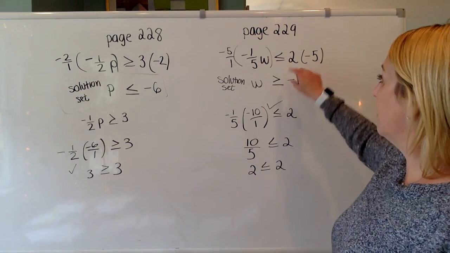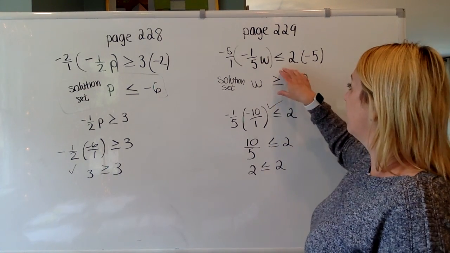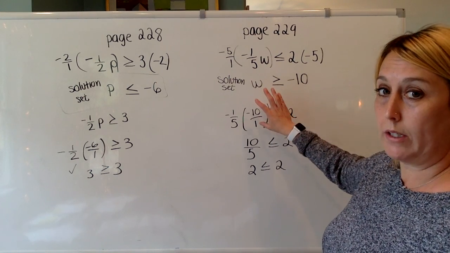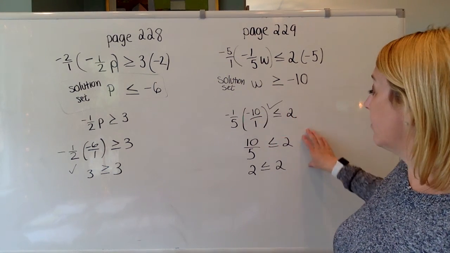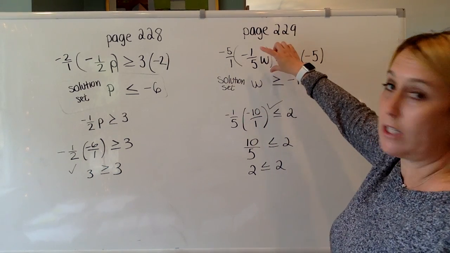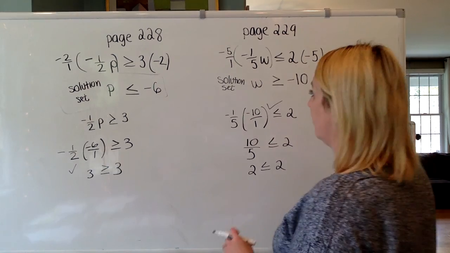So the takeaway is when you're multiplying or dividing by a negative, when you're solving for the solution set, you flip the inequality. When you're testing your solution, your possible values for W, you plug it in with the original inequality. Last thing that I want to remind you is graphing these.